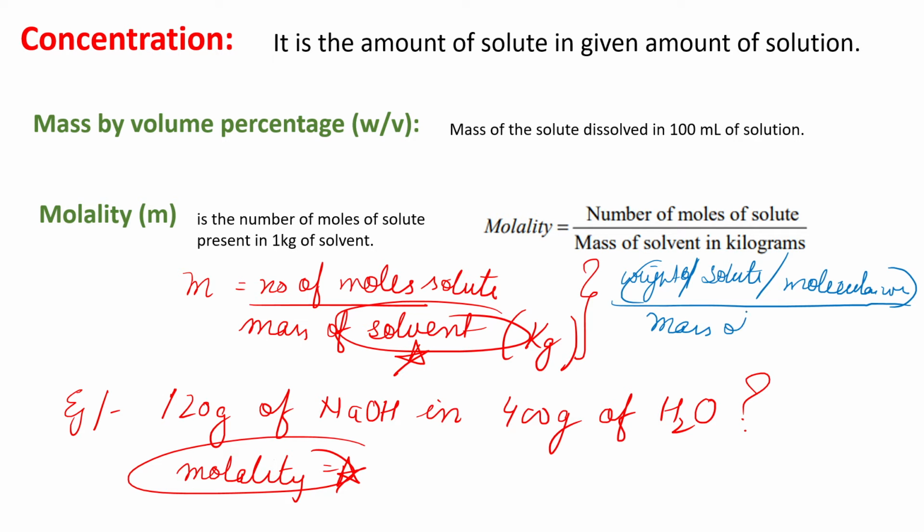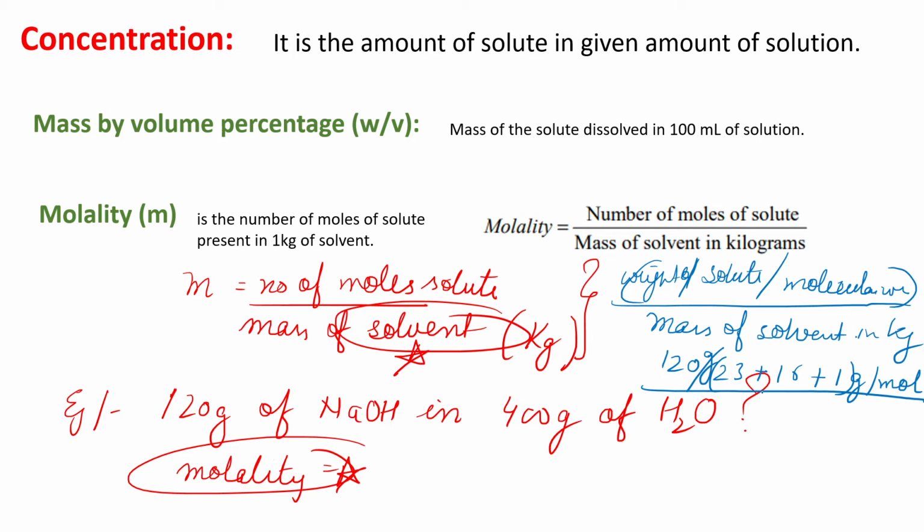Mass of solvent in kg. So what do we have as the weight of solute over here? 120 gram of NaOH. The molecular weight of NaOH is 23 for sodium, 16 for oxygen, and 1 for hydrogen, so this is 40 gram per mole. This is divided by the mass of solvent. The solvent over here is H2O.